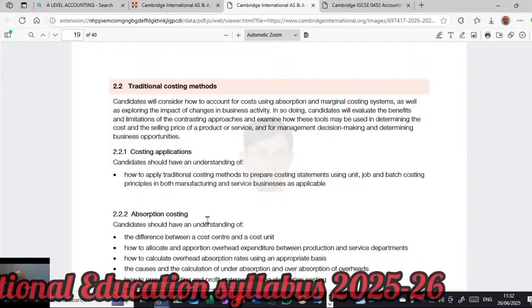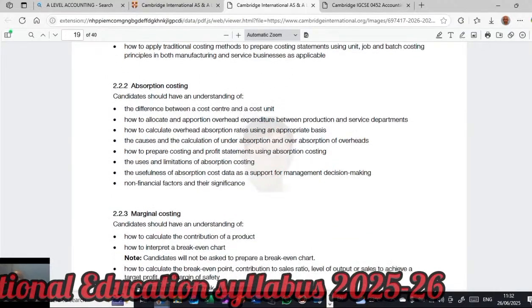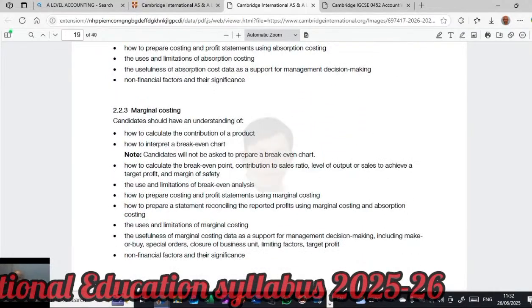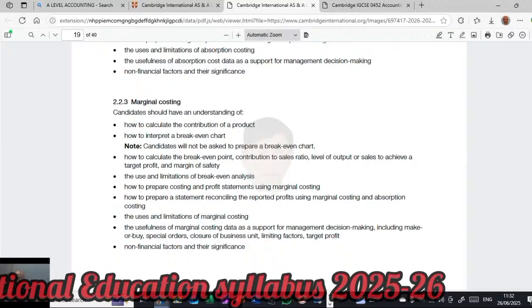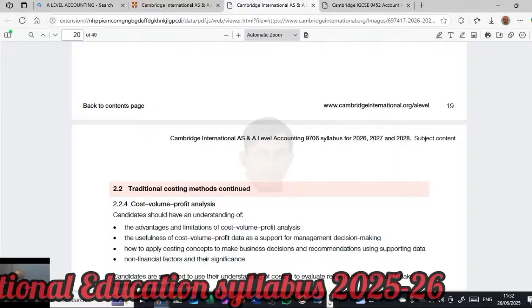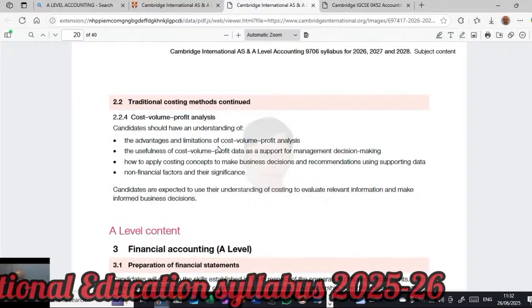So absorption of overheads within production and service departments. How to calculate overhead absorption rates, so when you are doing the problems. Then marginal costing, margin of safety. What is break-even and marginal costing? Traditional costing and understanding the advantages. So how to apply costing concepts and non-financial factors.